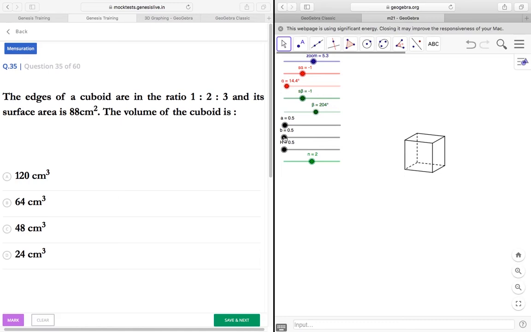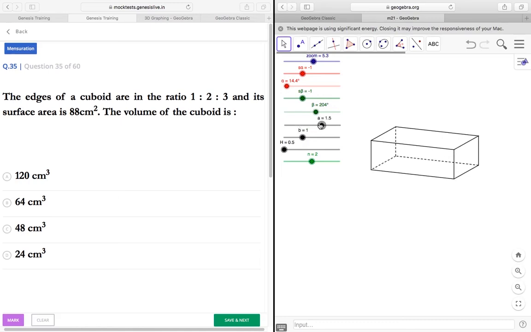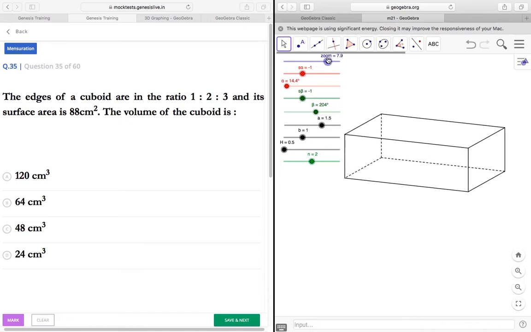Well, I will keep the ratio as 1:2:3. So it will look something like this. Yes. Now they have given the surface area, which is equal to 88 centimeter square. Now since the ratio is this, I will consider this side as x, this as 2x, this one as 2x, and the other one, this length, as 3x.